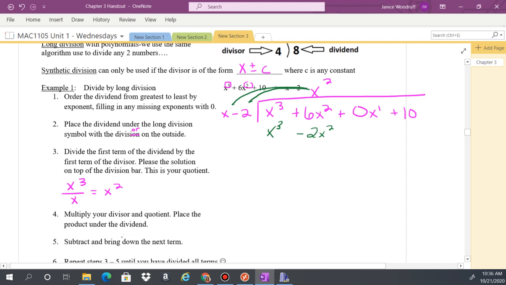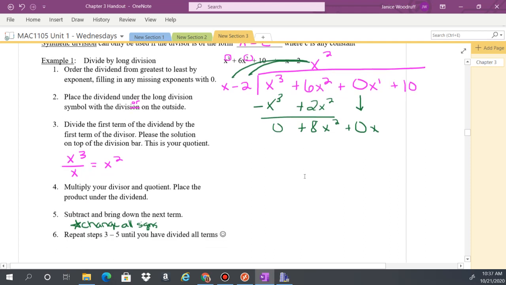Step 5, subtract. When you subtract, basically that means you are changing all signs. So this becomes minus, this becomes plus. Change all signs. Okay, then combine. So x cubed minus x cubed is 0. 6x squared plus 2x squared gives us a positive 8x squared. Then we bring down the next term, 0x.